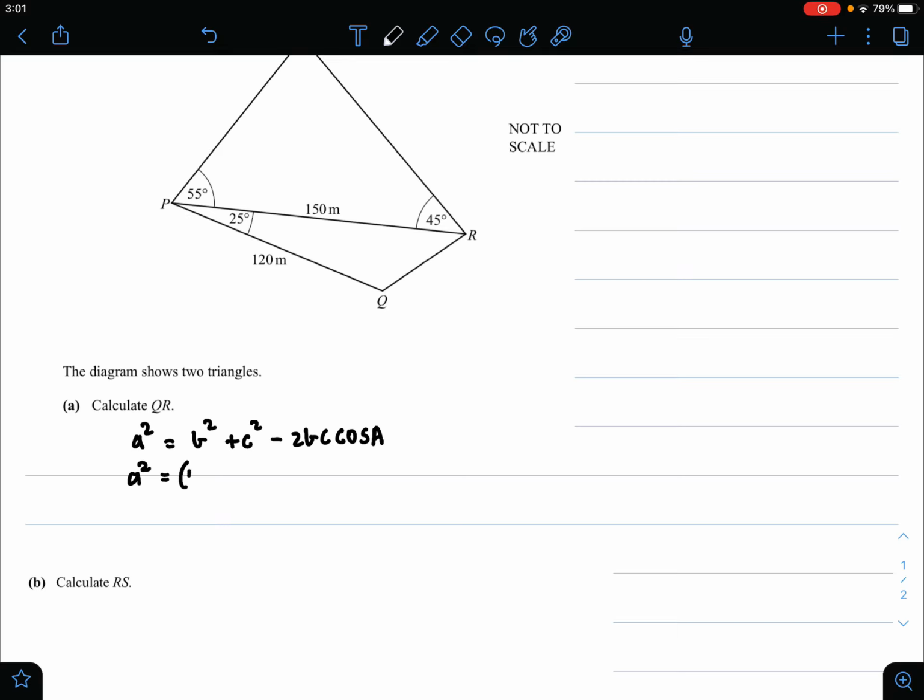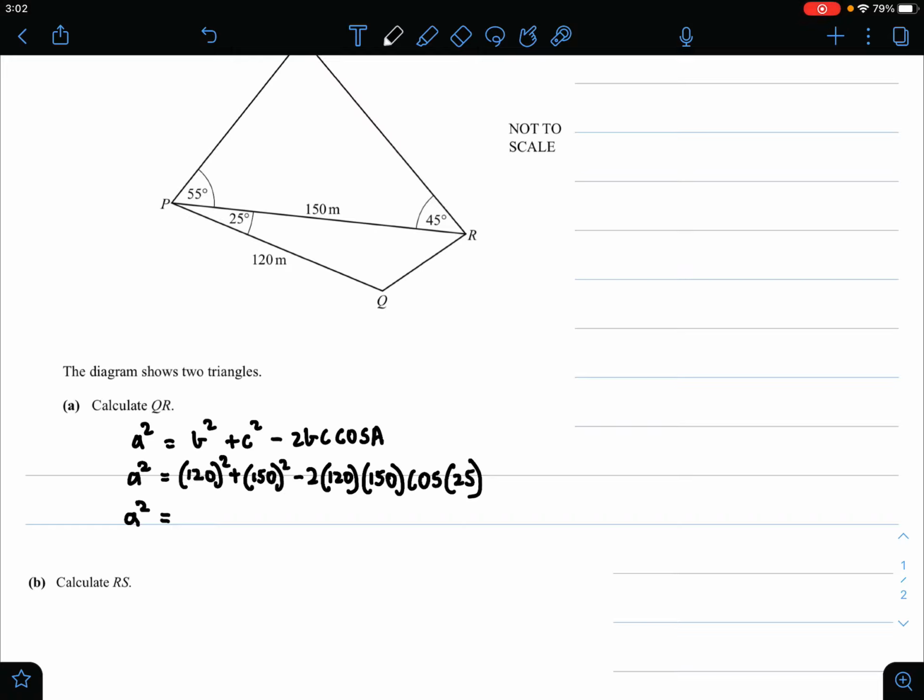So a square is equal to, now we can substitute all the values that we know. So the two sides that are 120 square plus c square, that is 150 square, minus 2 times BC, so 2 times both the sides, so 150 and 120, multiplied by cos A, that is cos 25 in this case. So now all you need to do is input this calculation into your calculator.